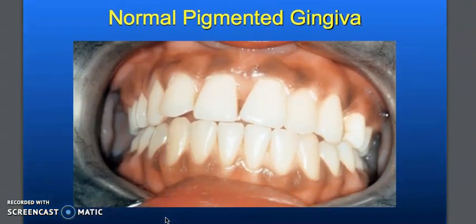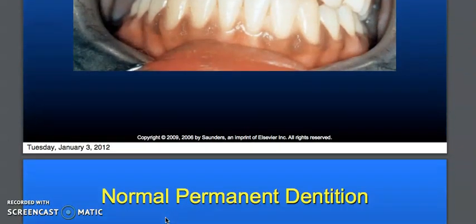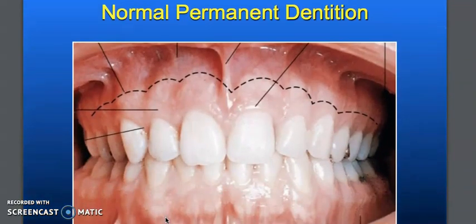This is an adult with a normal pigmented gingiva. You see the darkness around the gingiva. That does not make it abnormal. Still very normal. Again, you have a normal permanent dentition. You have attached gingiva, unattached gingiva. Of course, we see the teeth. We see the labial frenums, the muscles. All of this is very normal.